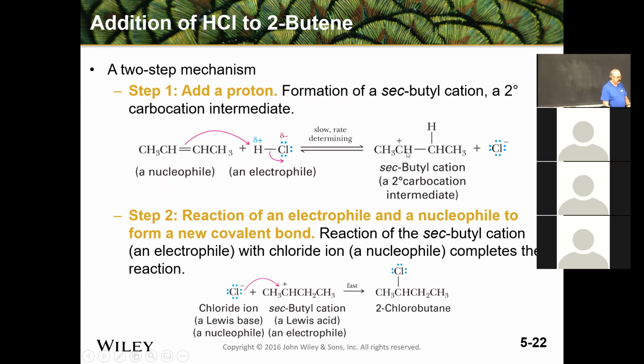We get this carbocation. There's no incentive for this to rearrange because the only other carbocation you could get would be a secondary or a primary. So once we form this, we have a negatively charged chloride. Opposite charges will attract. Chloride will donate a pair of electrons to that empty spot on the carbocation. And then our product is 2-chlorobutane.